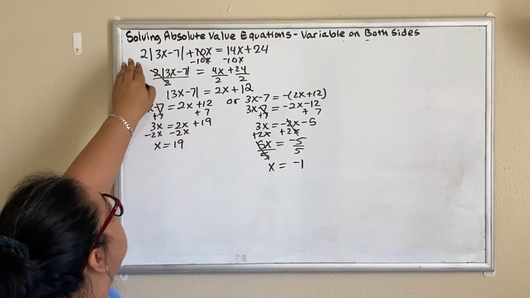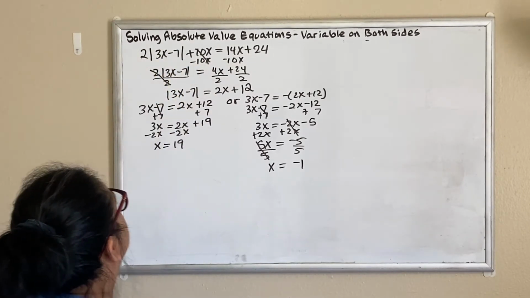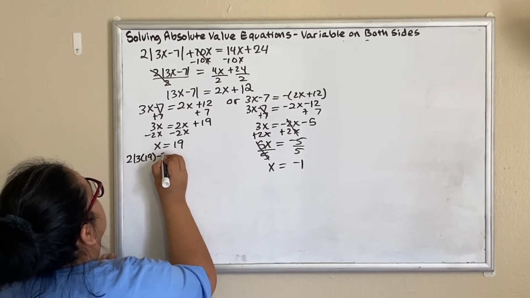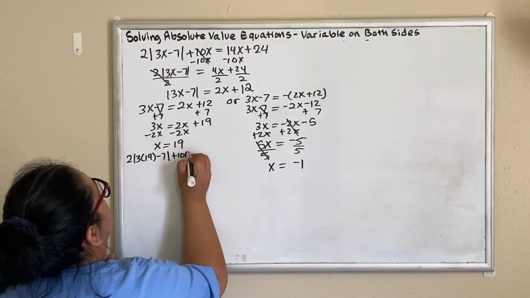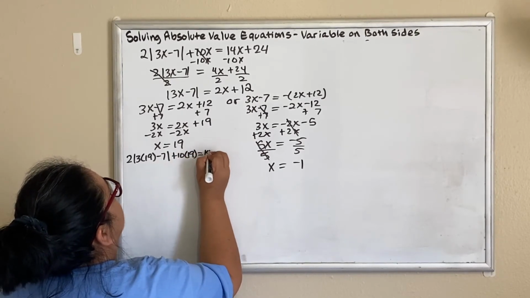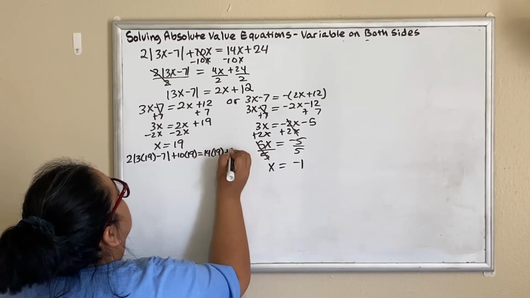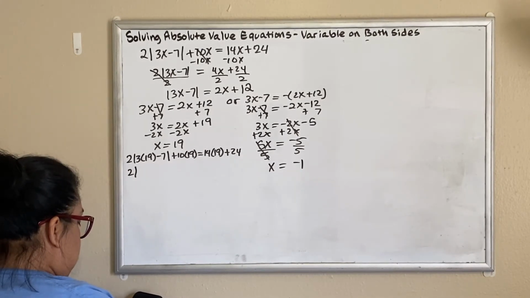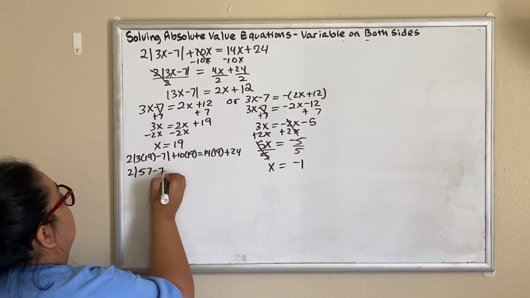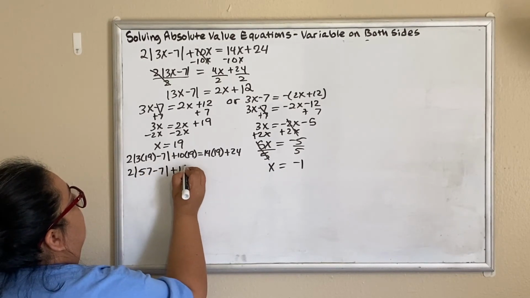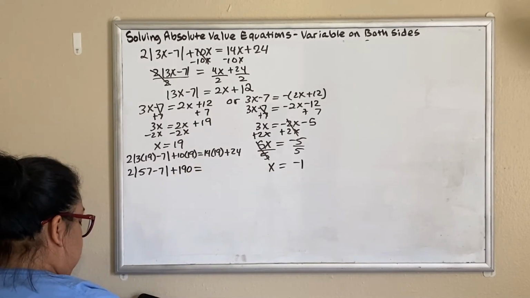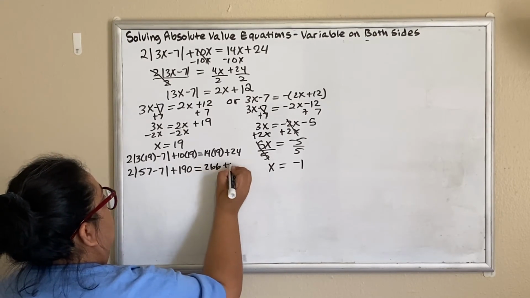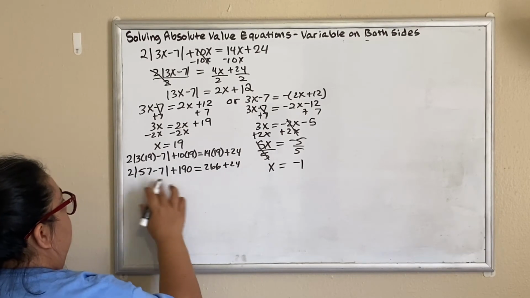I need to plug 19 back into the original. So we're going to say 2 times the absolute value of 3 times 19 minus 7 plus 10 times 19 equals 14 times 19 plus 24. 2 times the absolute value of 57 minus 7 plus 190 equals 266 plus 24. So now let's simplify this again.